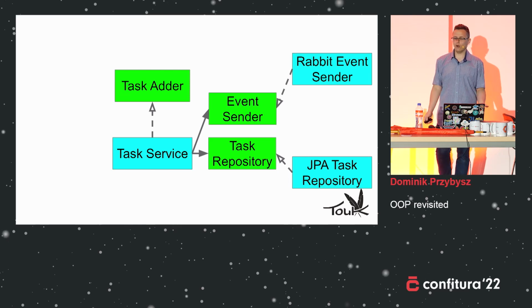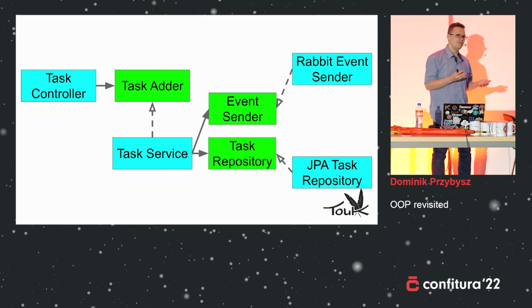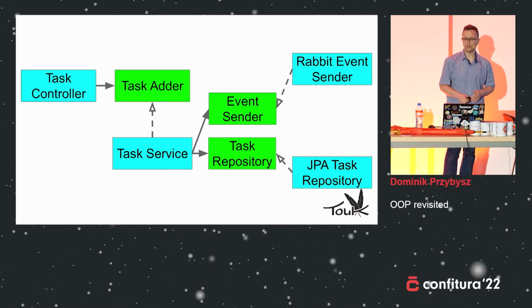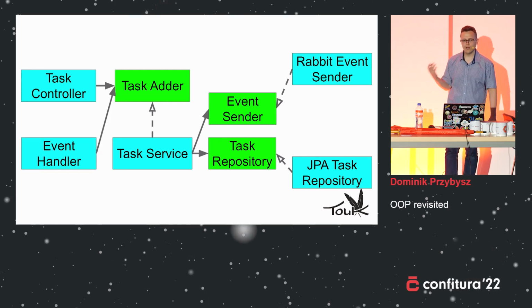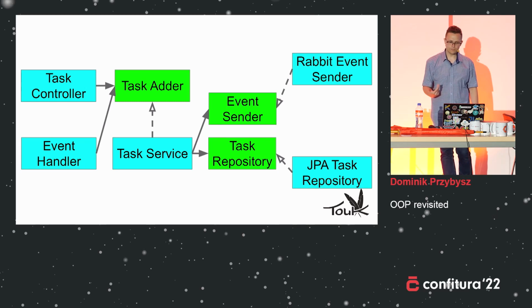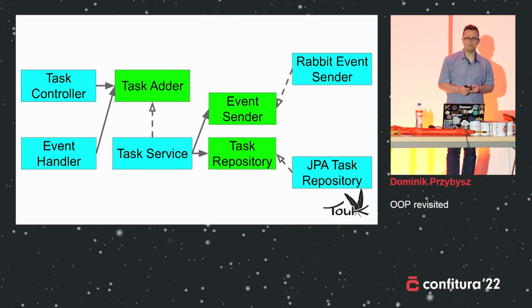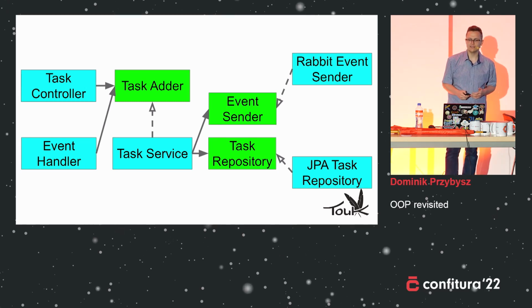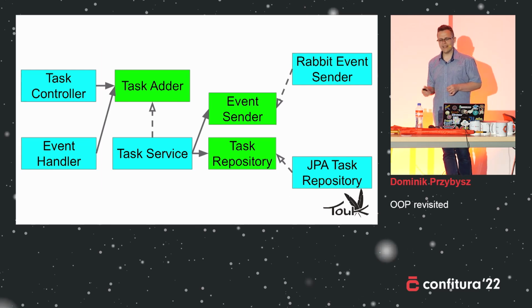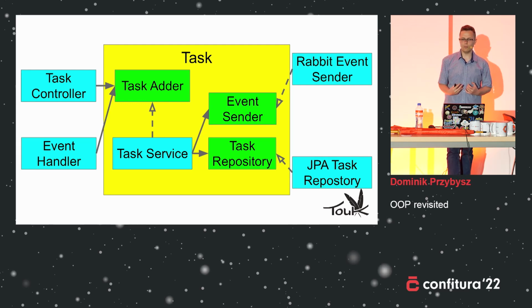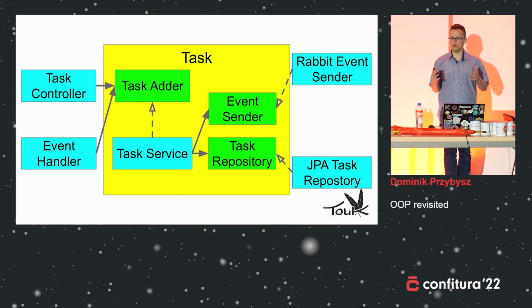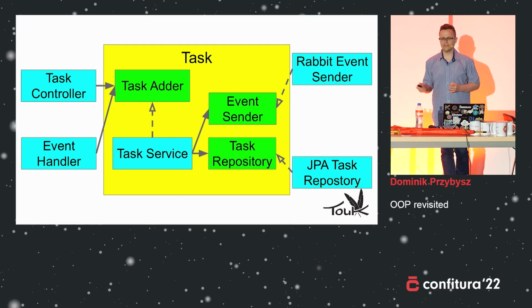Okay, we have to be called in some way. So we have a real MVC controller, which is called task controller. But this is not the only way we can add a task to our system. We also have the event handler, and we can create some tasks from some events. And here, you can create a boundary around the interfaces, around such higher level components, to create your module. And this is an example of hexagonal architecture.